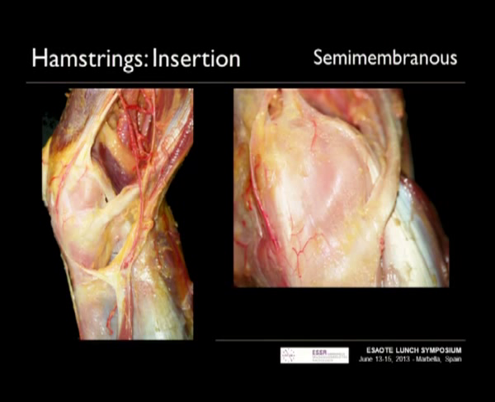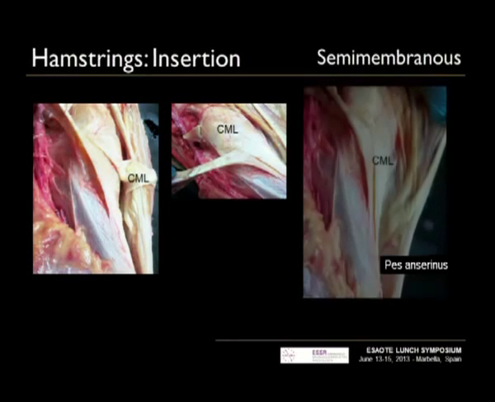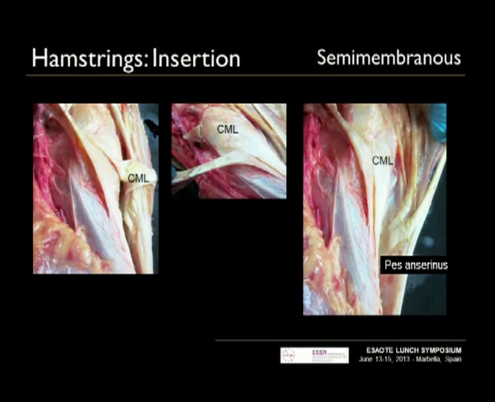We can see here also this semimembranosus tendon. We have to remove the pes anserinus in order to see it. And here we can see this tendon that goes to the medial part of the tibia. We want to show how this semimembranosus muscle divides in 3 tendons.